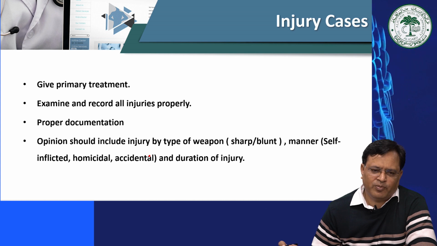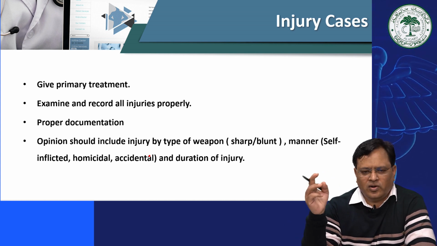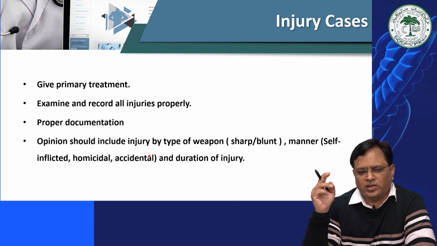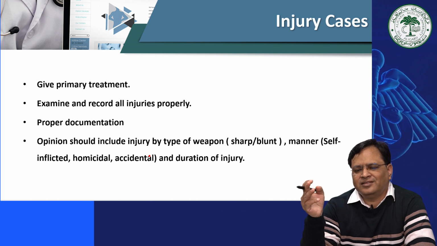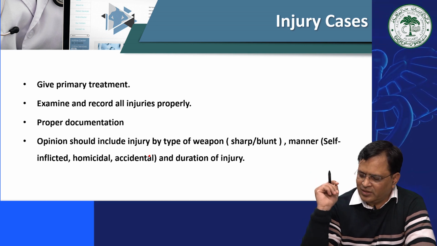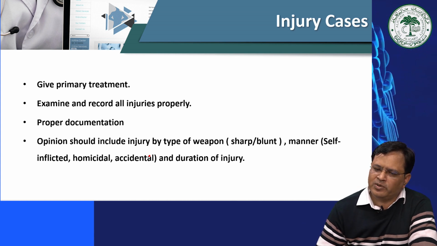Injury cases: give primary treatment, examine and record all injuries properly. Proper documentation is needed. Opinion should include injury by the type of weapon, sharp or blunt, manner, self-inflicted, homicidal, accidental, and duration of injury. These all should be examined, and we should be very much prepared for that.